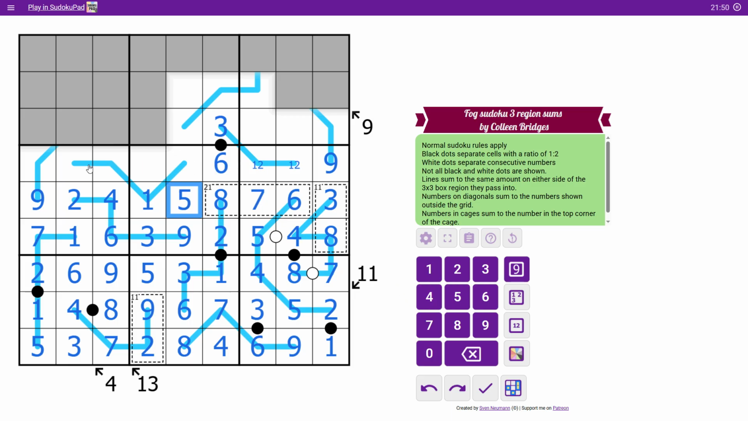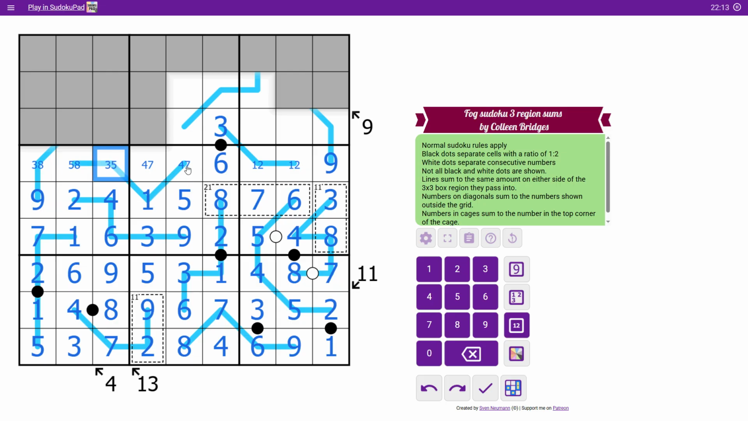Moving up to this one. These two are 1, 2, 3, 4, 7 pair. Can't tell where they go yet. These ones are 1, 2, we need a 3, 4, 5, and an 8. Get rid of the 5, get rid of the 3 and the 8.